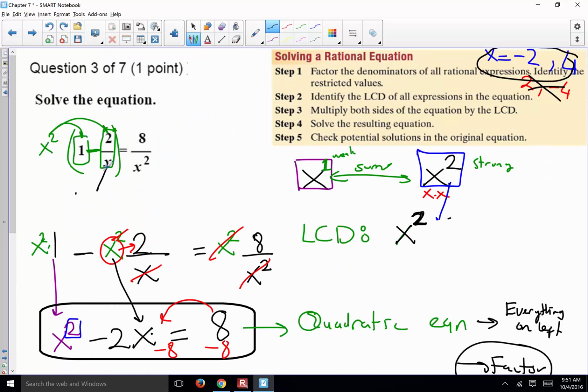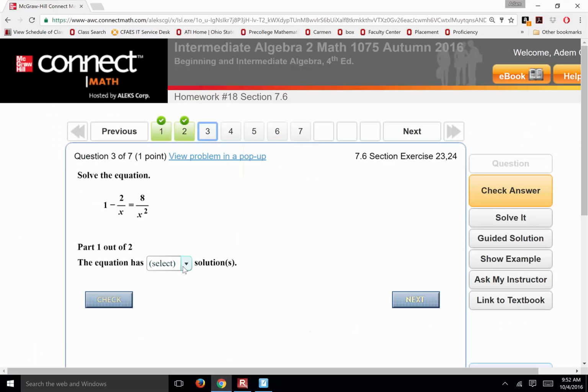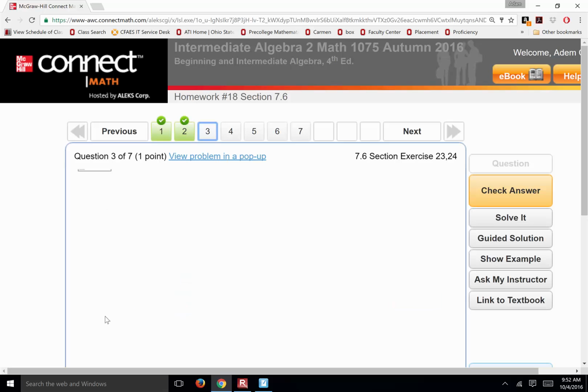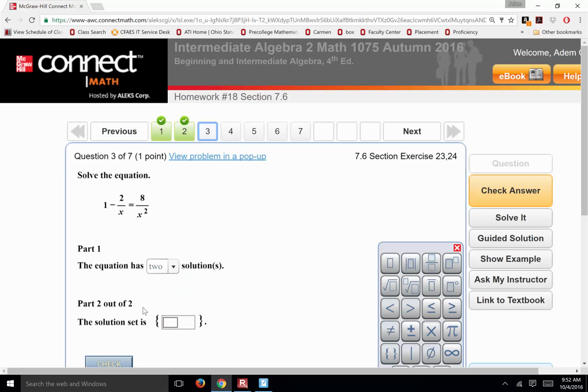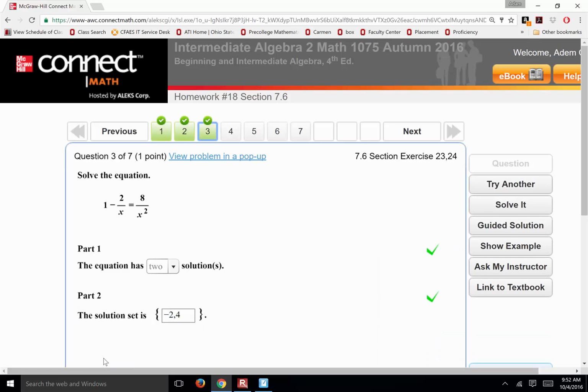Plug them back in, and see if it makes zeros here. When you put in 4 or minus 2, do you get any zeros, possibly undefined things here? Can you get undefined? No, they are not 0, right? 4 and minus 2 are both substitutable for x, so we're good. They are both answers. So you're going to have 2 solutions here, and you can put them in any order, negative 2 and 4, right? Separate them with a comma though. Okay?